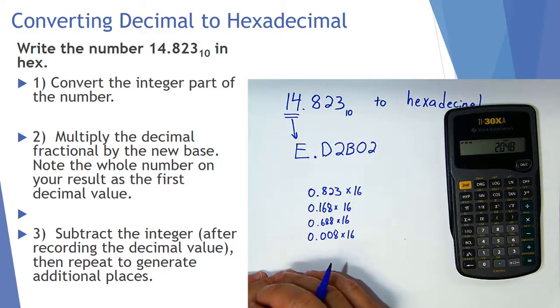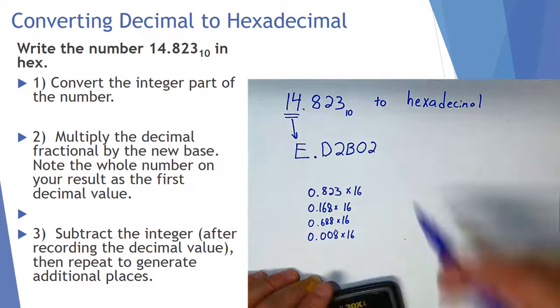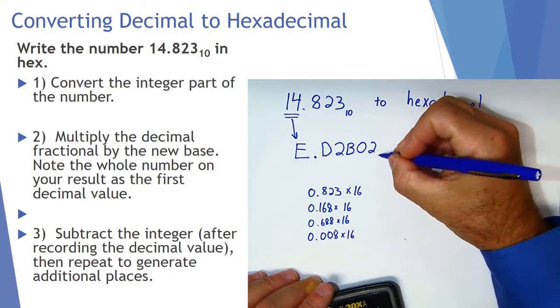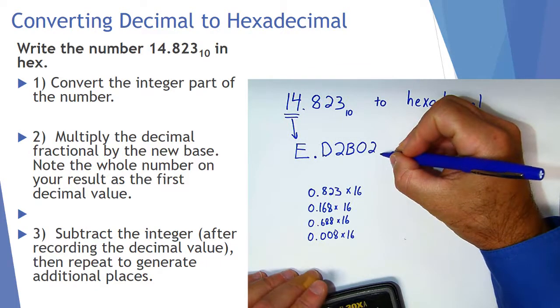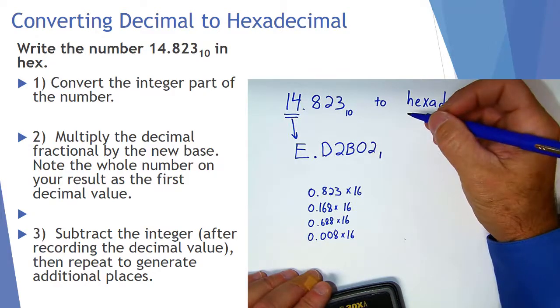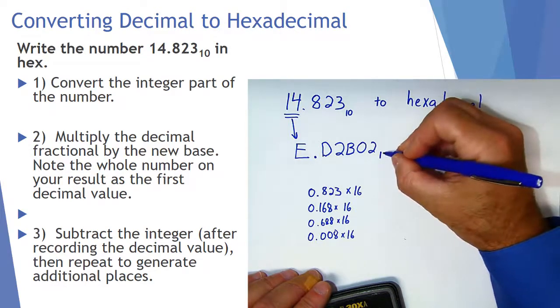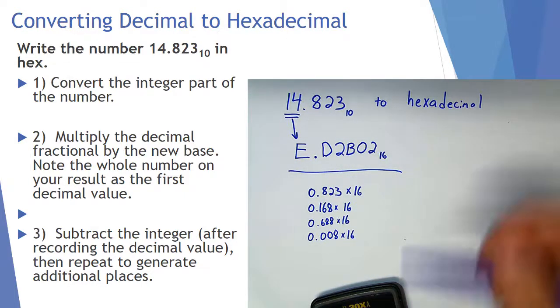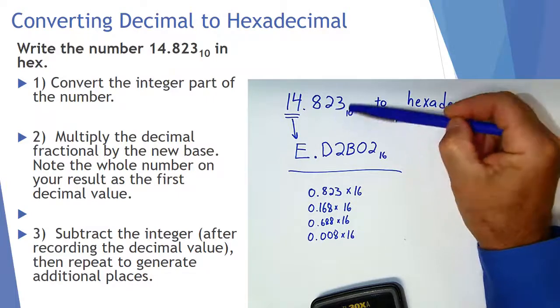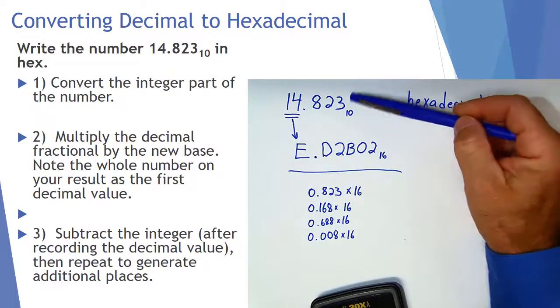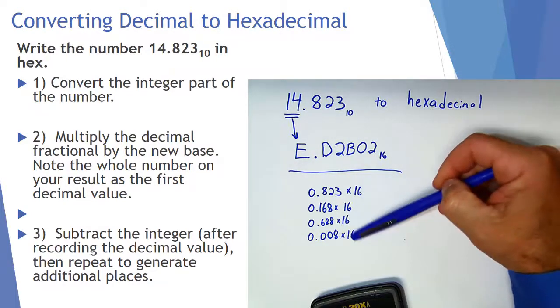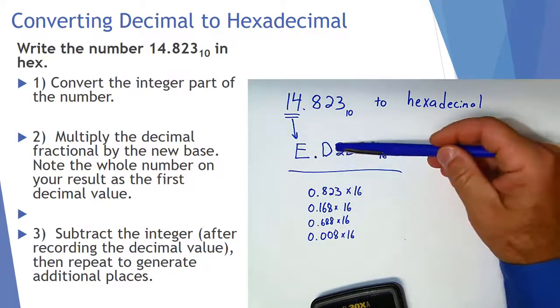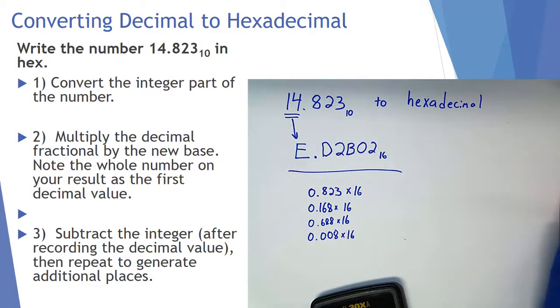And again, we could continue with this as long as we want to go. 5 hex places is probably enough. We'll stop there. We'll talk about that a little bit more in a later lesson. And so 14.823 base 10 is E.D2B02 base 16, and we're done. That happens pretty fast. It's actually a really quick process to convert a decimal part of a number into another base. You just repeatedly multiply by that new base and peel off the integers that come off on your result.